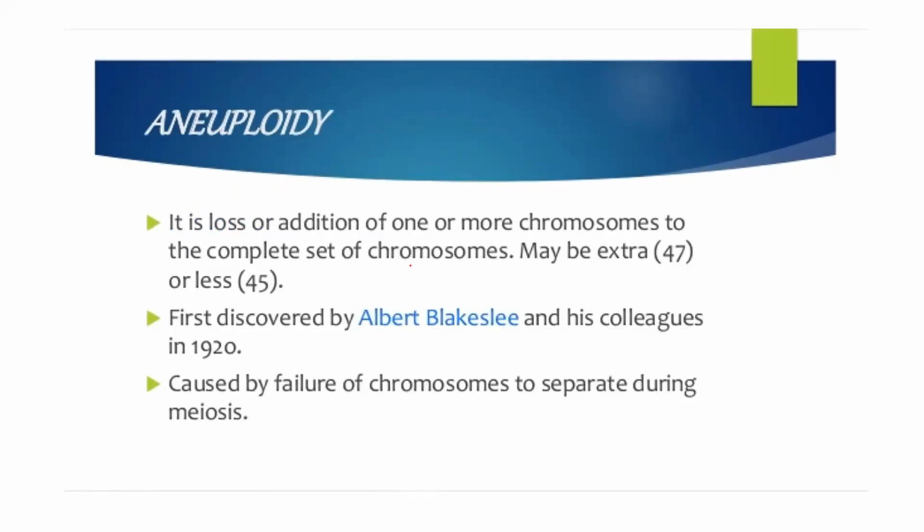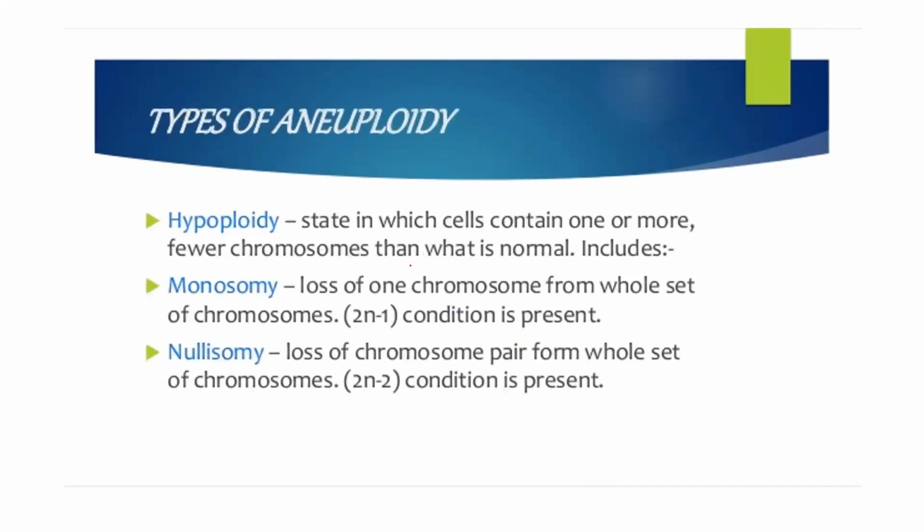Now aneuploidy is the loss or addition of one or more chromosomes to the complete set of chromosomes, that may be an extra 47 or 45. That is aneuploidy. It was first discovered by Albert and his colleagues in 1920, caused by failure of chromosomes to separate during meiosis. As you know, chromosomes separate during cell division, and if there is failure in that particular separation of meiosis, that will create aneuploidy.